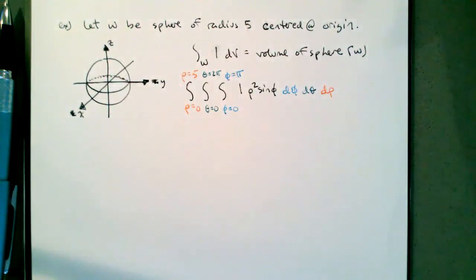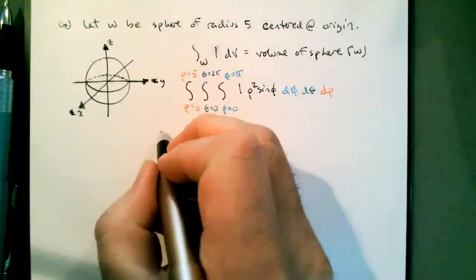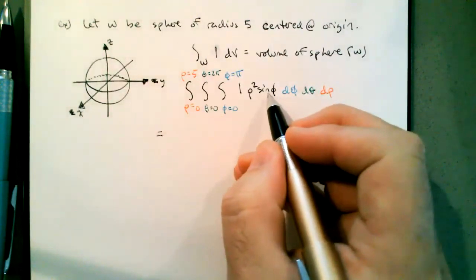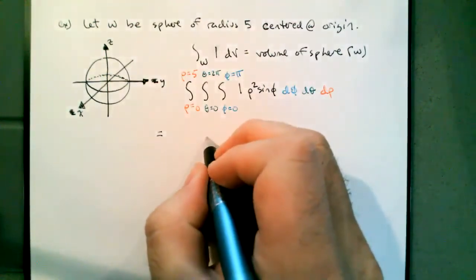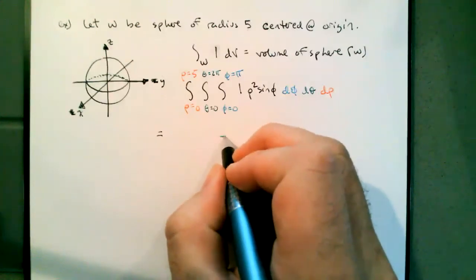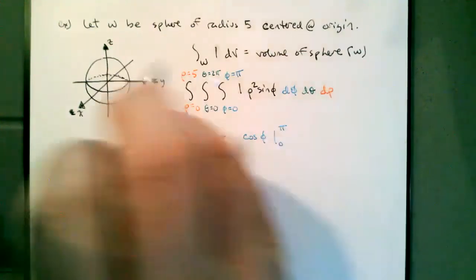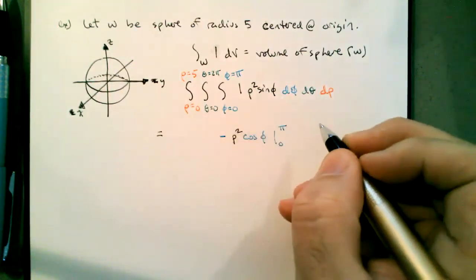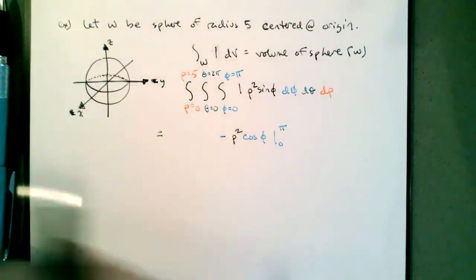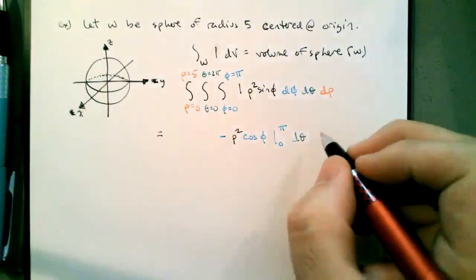Now, this is the function that we're integrating. First, we're integrating d phi. Rho squared is just a constant. So the integral of sine of phi d phi is negative cosine. So I have negative cosine phi evaluated from 0 to pi. I still have rho squared. I've integrated d phi. I still have my d theta integral to go, and I still have my d rho integral to go.